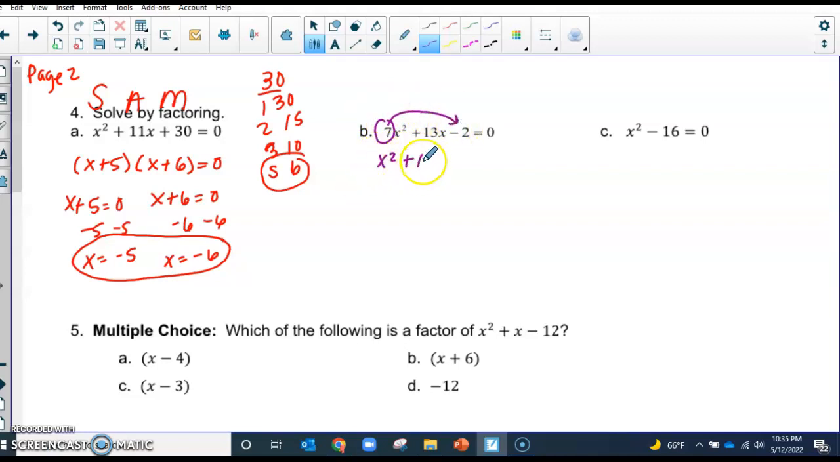For B, I am doing slide, divide, bottoms up to be able to do my solving. So I've got x squared plus 13x minus 14. Notice when I am sliding, I am multiplying. Now I'm looking at what multiplies to 14 that would add to 13. That's going to be 1 and 14.